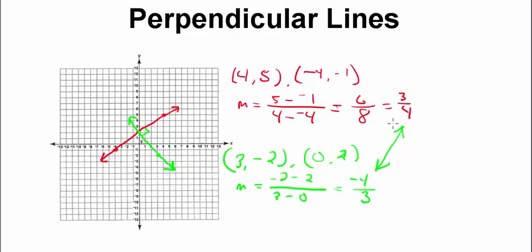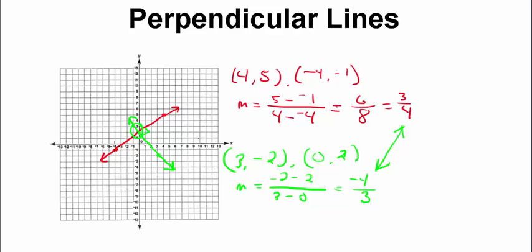Whereas 3/4 was positive, 4/3 is negative. So they're opposite and reciprocal, okay? Looking at the graph, we can clearly see that the y-intercept for both of these is positive 2. So these can actually have the same y-intercept.